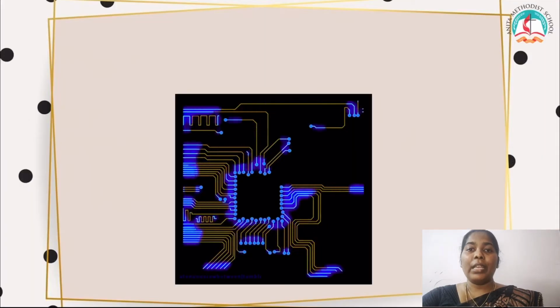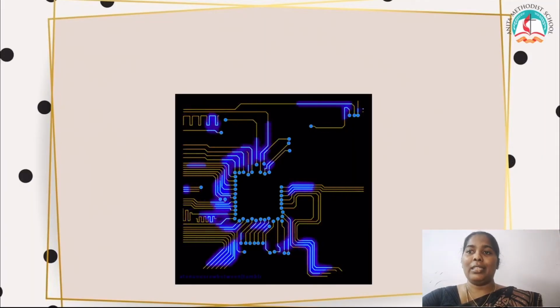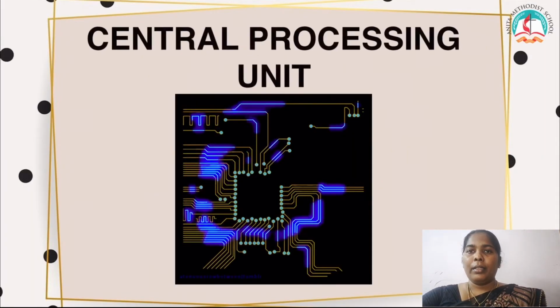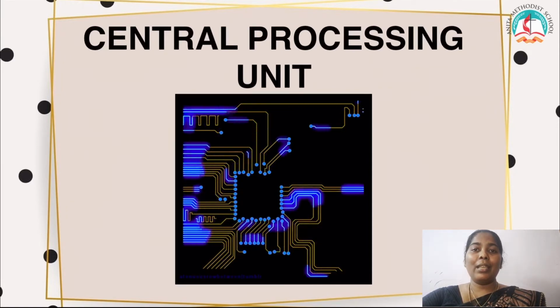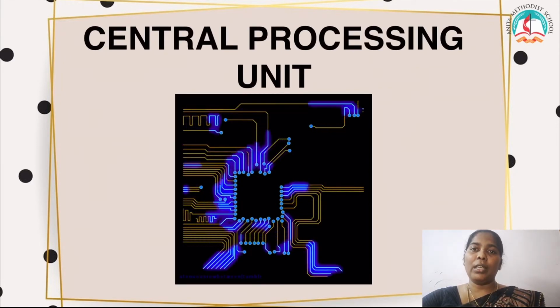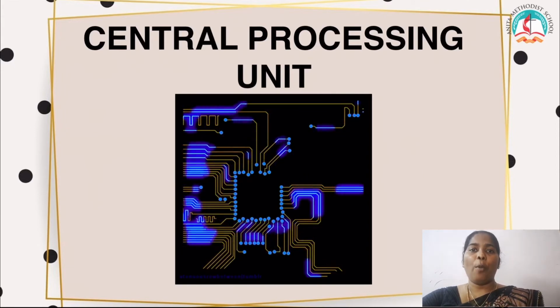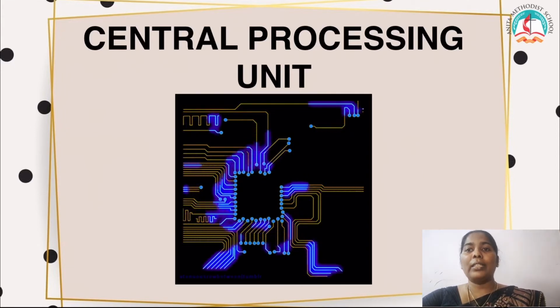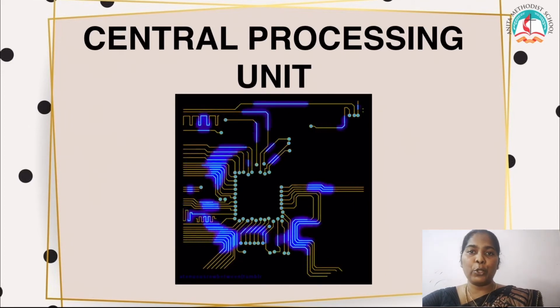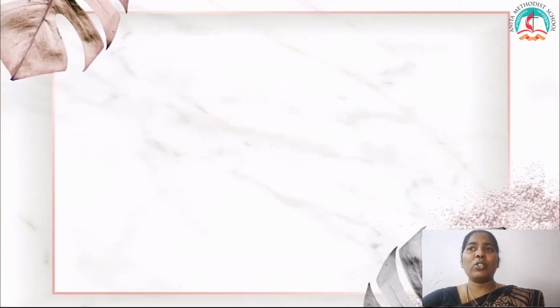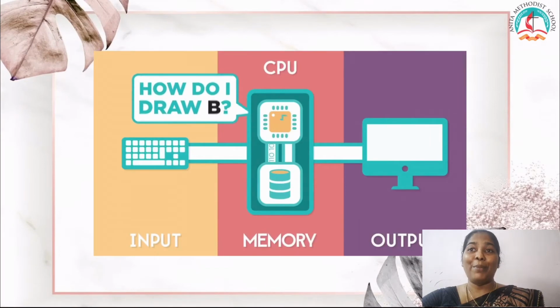Second one, central processing unit. Yes, the CPU is the major component of the computer. It will control the operation of all the other components such as memory, input unit and output unit. So it is called the brain of the computer.